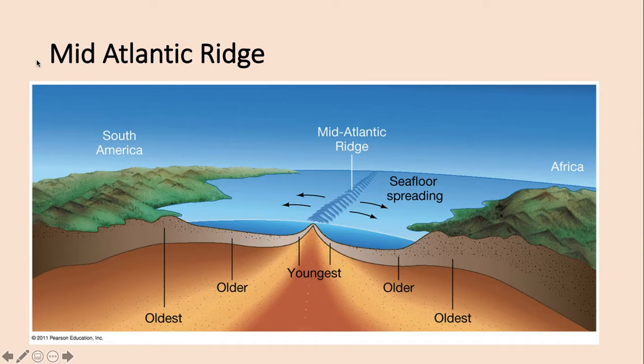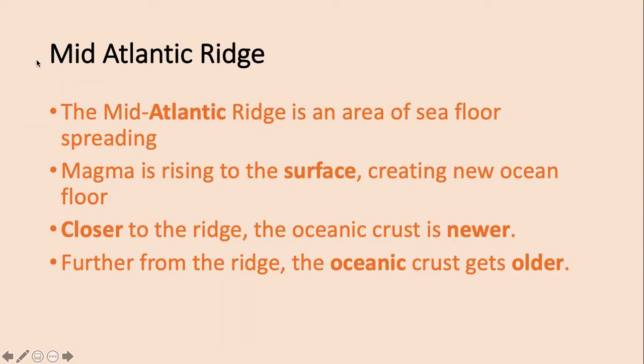The Mid-Atlantic Ridge is the area where new seafloor is created. That's oceanic crust, and it's spreading outward from that location. The Mid-Atlantic Ridge is an area of seafloor spreading. Magma is rising to the surface, creating new ocean floor. Closer to the ridge, the oceanic crust is newer. Further from the ridge, the oceanic crust gets older.